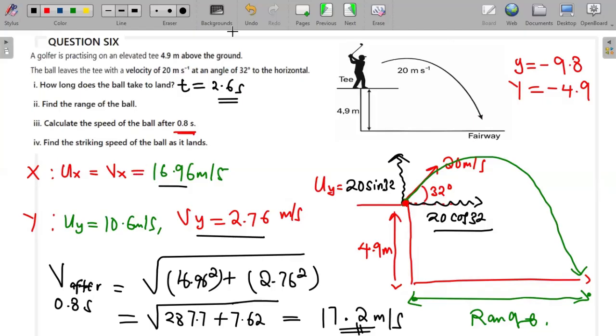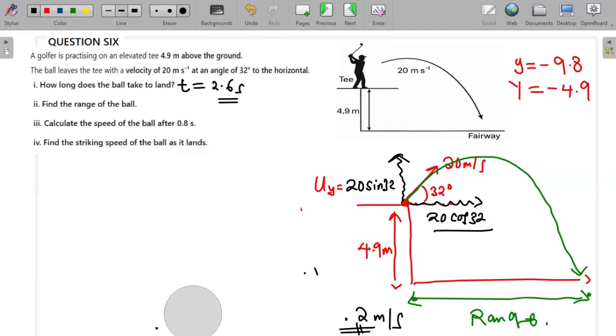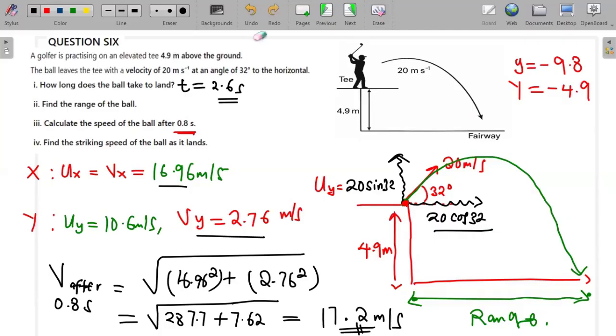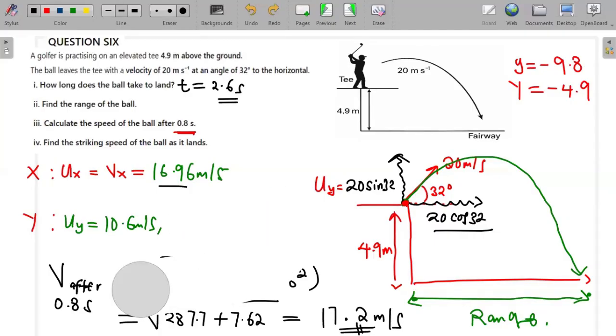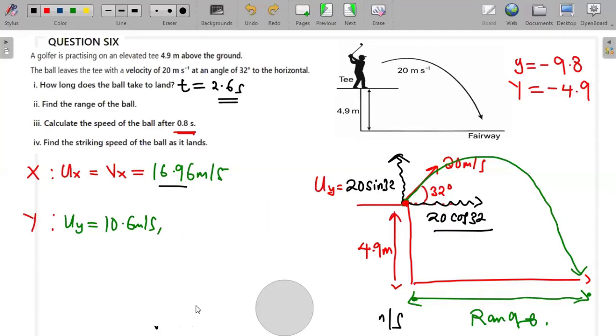Okay, so if there are no questions, let's find the last one. They're asking us to find the speed of the ball as it strikes the ground. Simply meaning the speed of the ball when it reaches there.